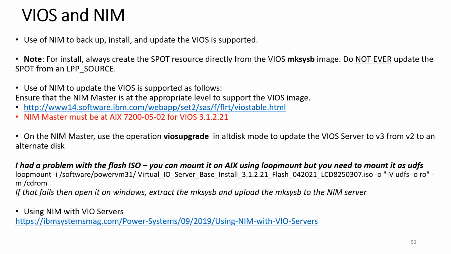Also be aware that when you mount the flash ISO, you need to actually mount it using the UDFS flag. Otherwise it will not mount, and you won't be able to copy the mksysb image out of it, because you're going to need to extract that mksysb in order to be able to do the upgrade.